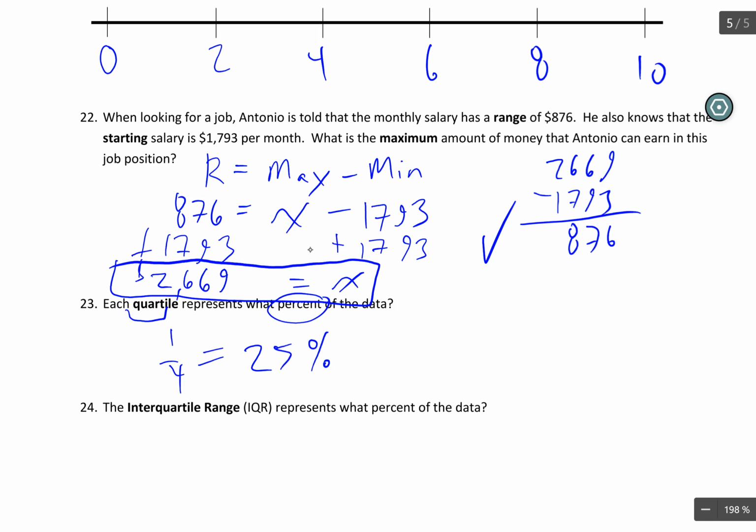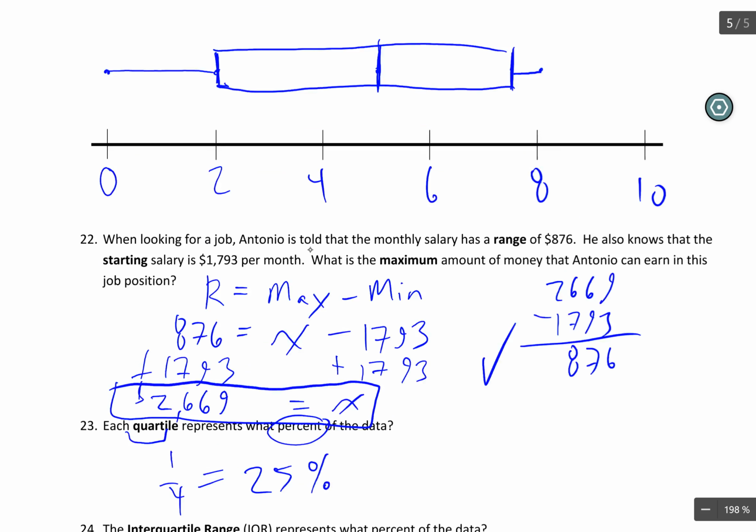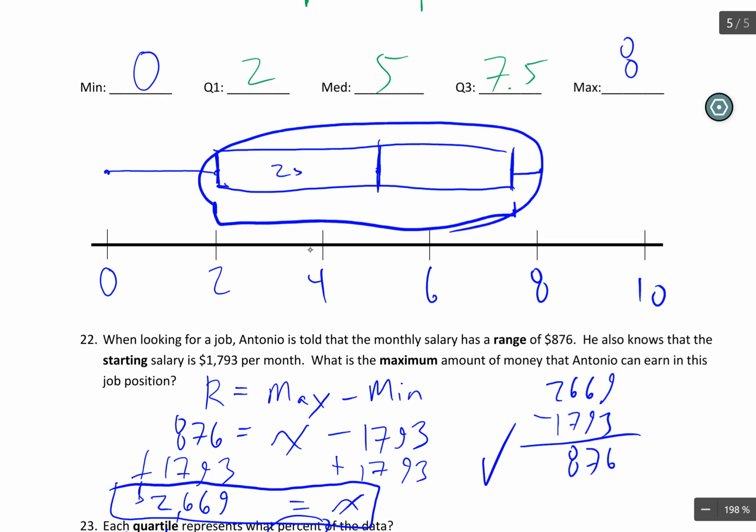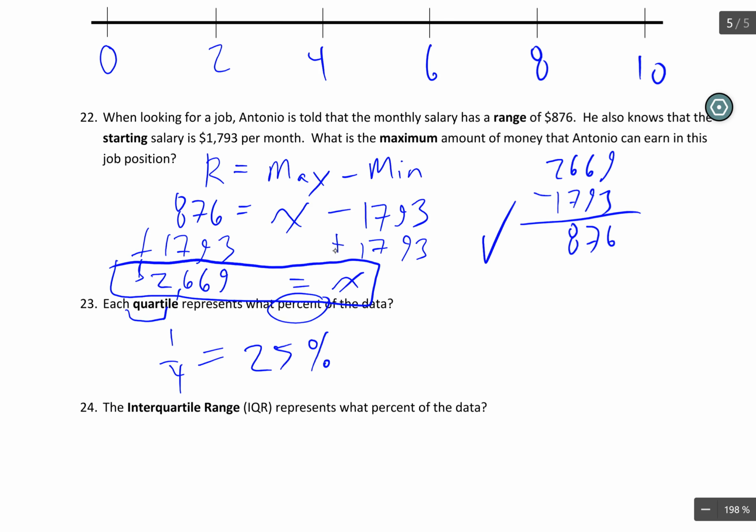All right, interquartile range represents what percent of the data? Well, my interquartile range is the range from my Q3 to my Q1. It represents this whole piece here. And this is 25%. This is 25%. So I have 25% and 25%. And so that's going to total up to 50% of my data. So 25% plus 25%. Interquartile range represents 50% of my data.